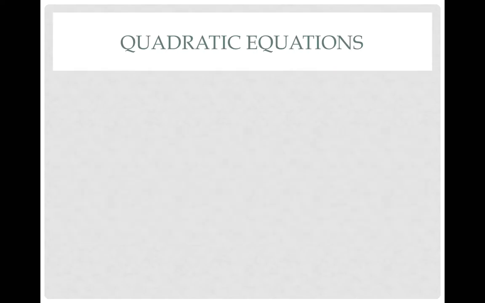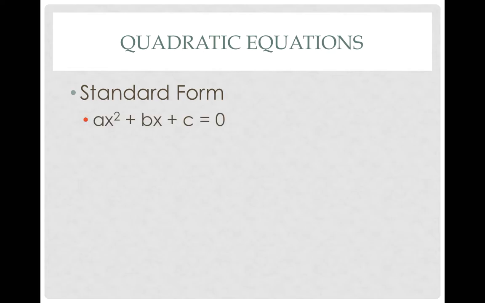First of all, let's just define what a quadratic function is, or a quadratic equation. We're not graphing them yet. Standard form for a quadratic equation is ax squared plus bx plus c equals 0. And remember, in order for it to be a quadratic, it must have that x squared. It's not a quadratic if there's no x squared there.